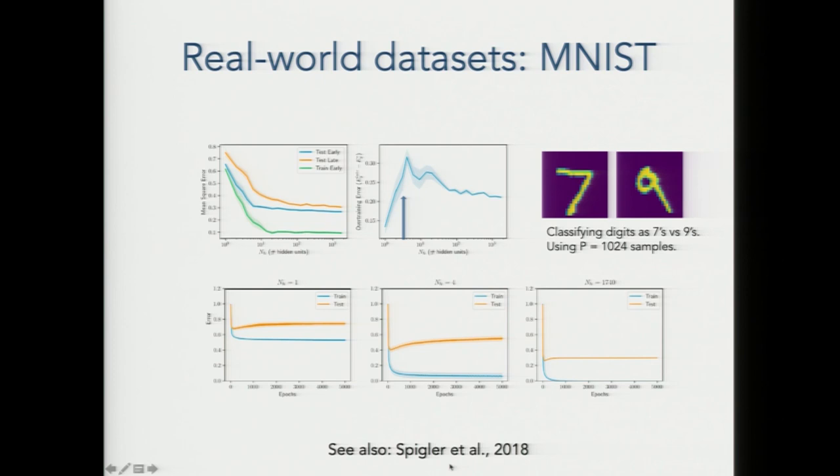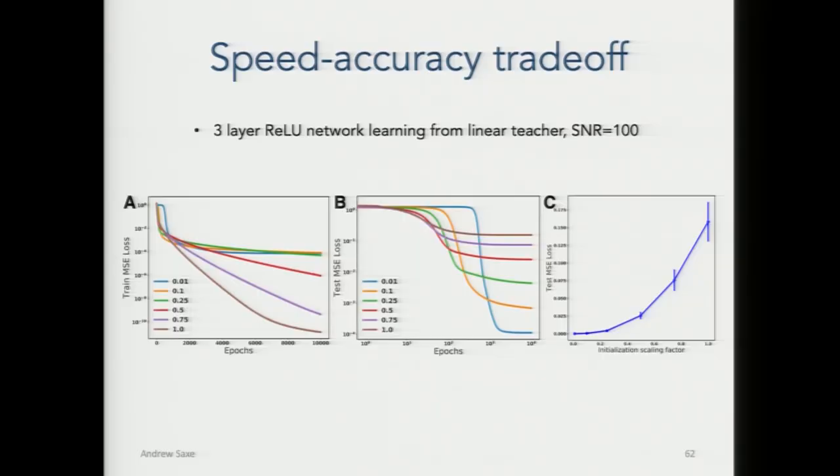OK. So at least qualitatively, I think some of these ideas are transferring. Another thing that I mentioned was the speed-accuracy trade-off. So to look at that, we can look at a three-layer rectified linear network. So we're adding nonlinearity. Now we have multiple layers.